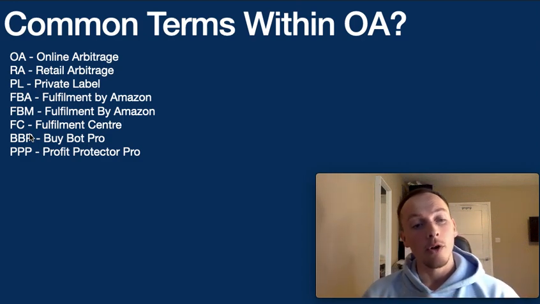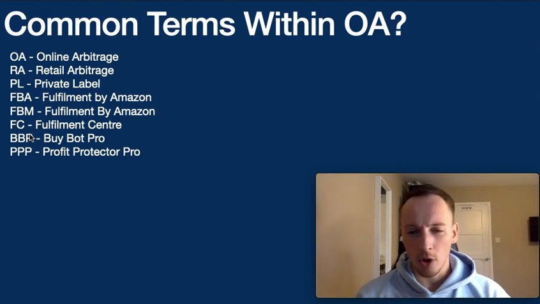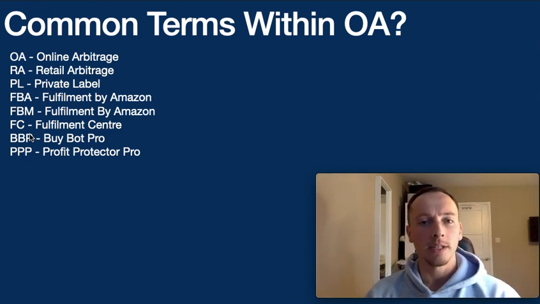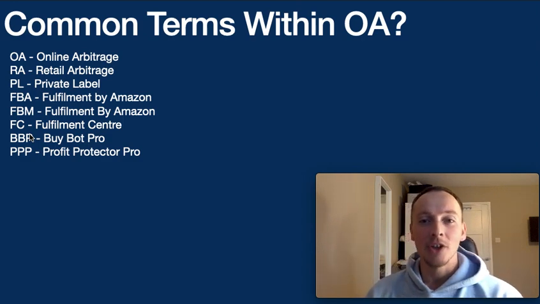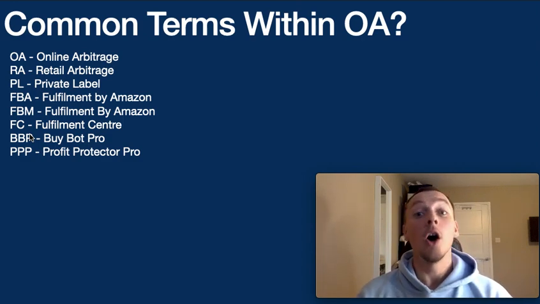Within my group and within other groups, you see terminology, and when you're a new seller, it's quite hard to understand what that actually means. So let's go through a few of the most common terminologies within online arbitrage. The first thing you'll see, the same as the title, is OA. So what is OA? It's online arbitrage, pretty self-explanatory. And let's go through the others.